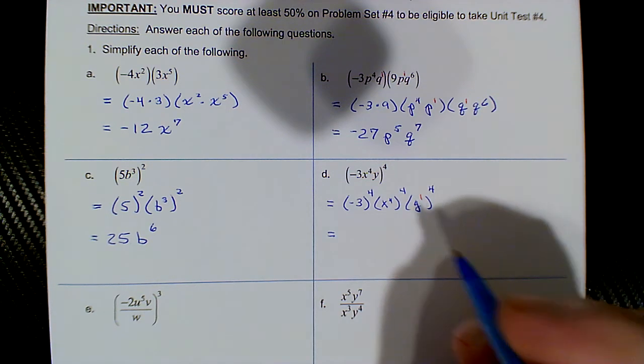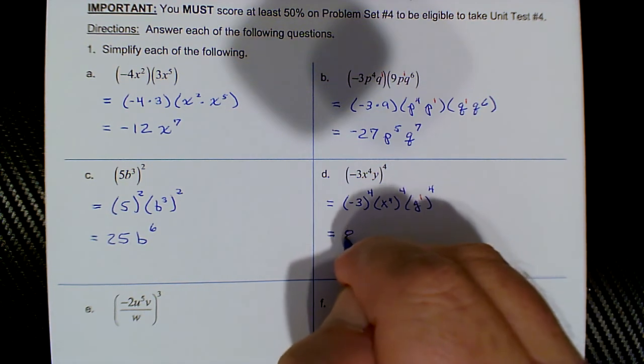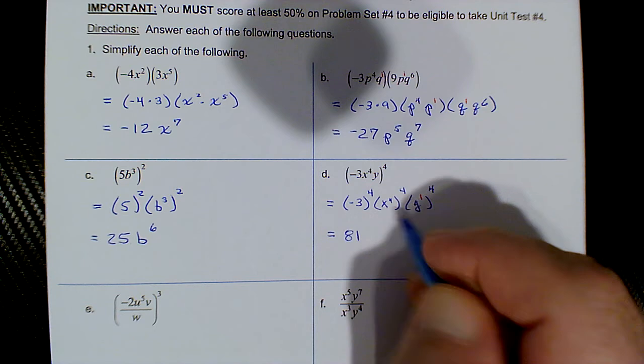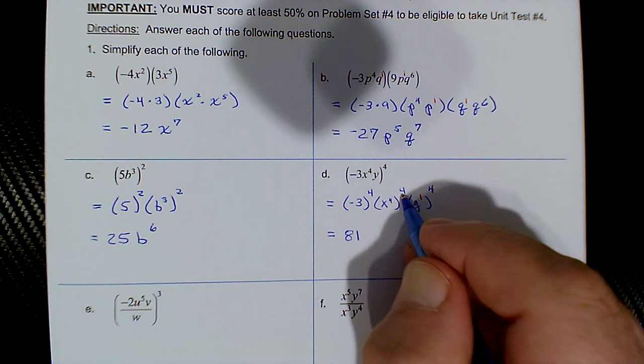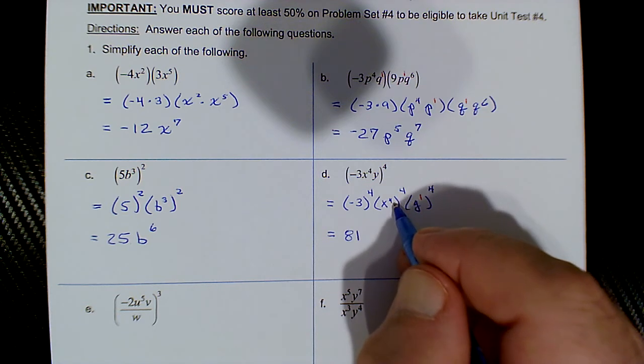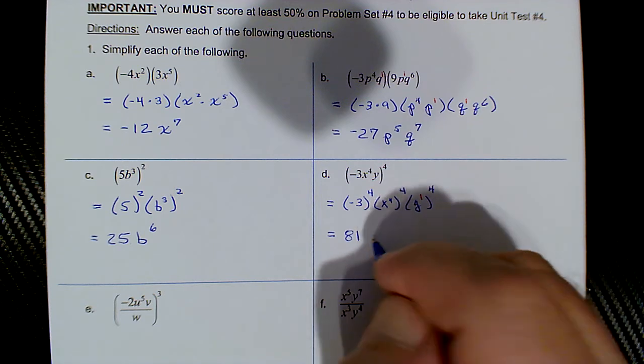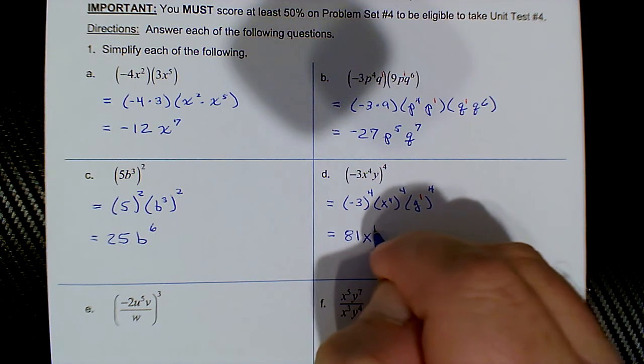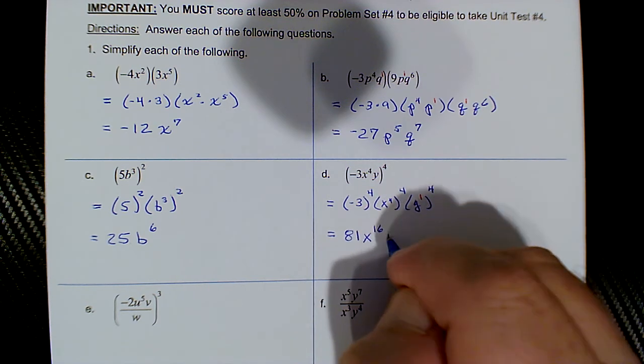If you have to use your calculator, that's fine. That gives positive 81. And then here's the case where, again, we have to multiply the exponents. So we're taking a power raised to a power, so we need to multiply these exponents. So x to the 4 times 4 is 16. And similarly, y to the 1 times 4 is 4.